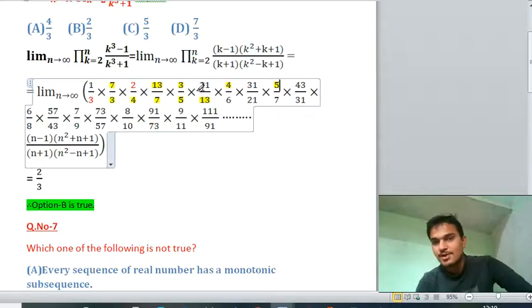Then 21. So this is numerator 21. You have to go 2 steps. Okay, 1 2. So 2 steps. After moving 2 steps, you could get 21 as denominator. Then 6. So 6 is the numerator, and 6 is also the denominator.